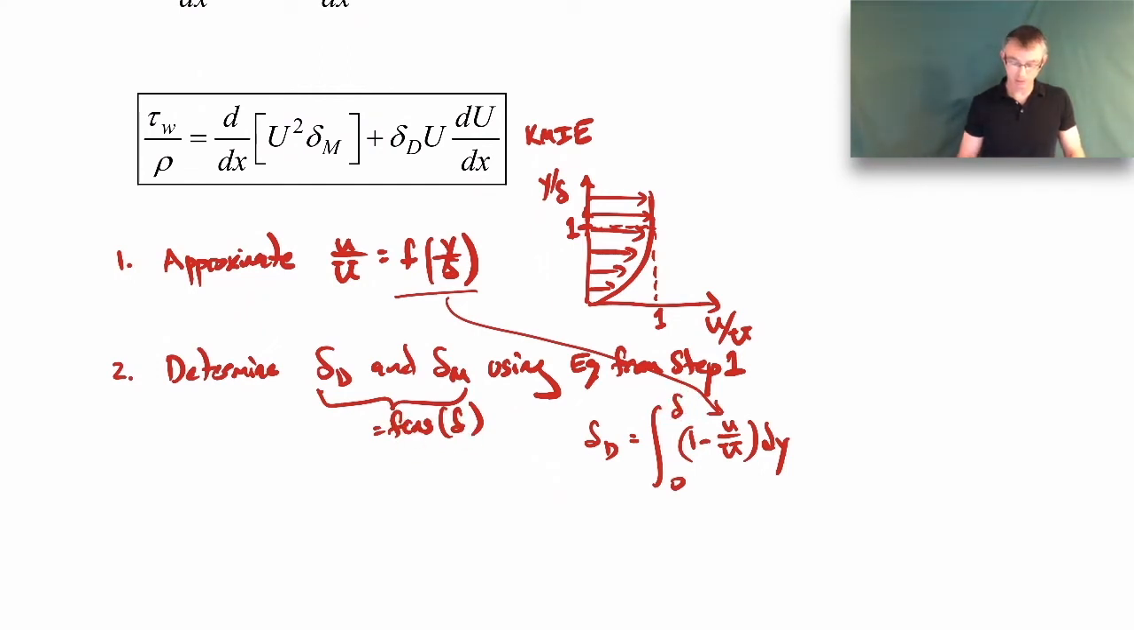And we can do the same thing with the momentum thickness. We can substitute our curve fit into our expression for the momentum thickness and get that also as a function of the 99% boundary layer thickness. So that's step 2. And the reason I want to do that is you can see that they show up here.